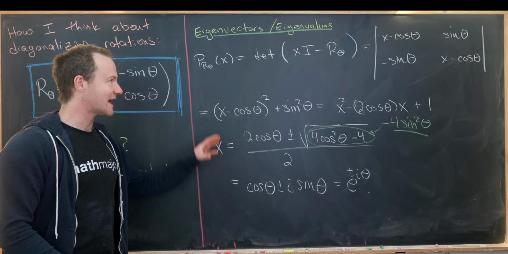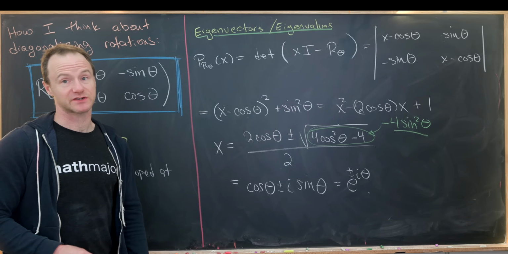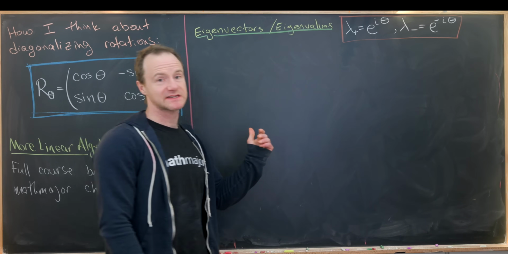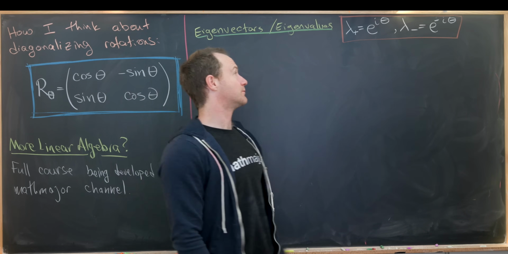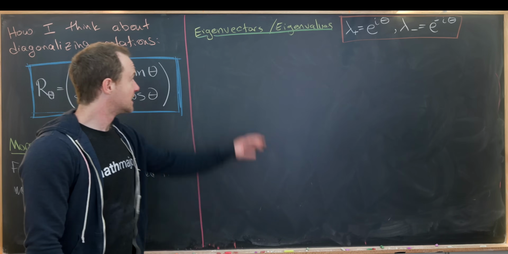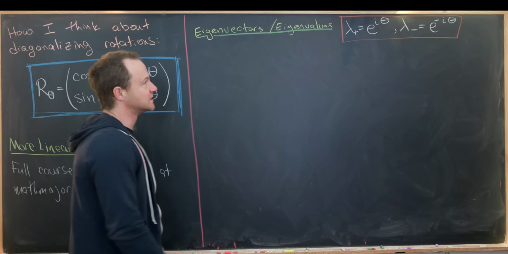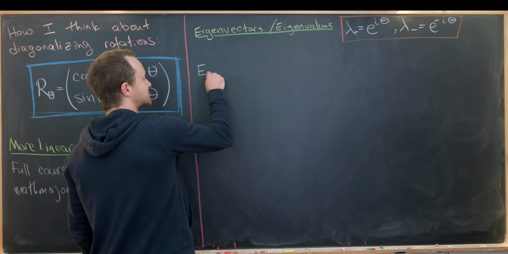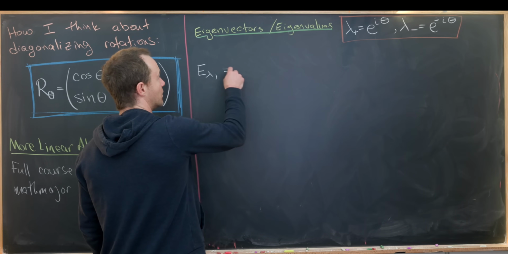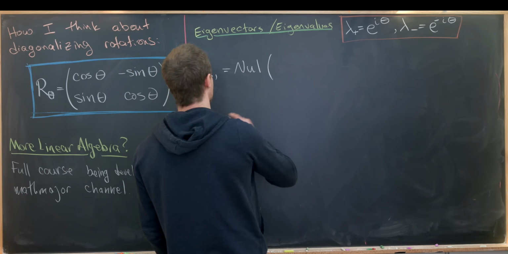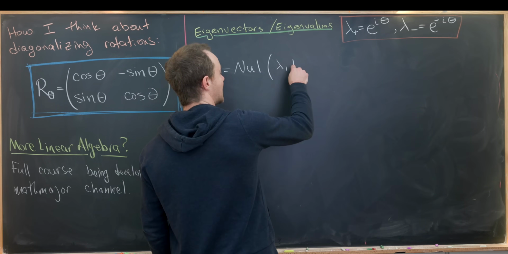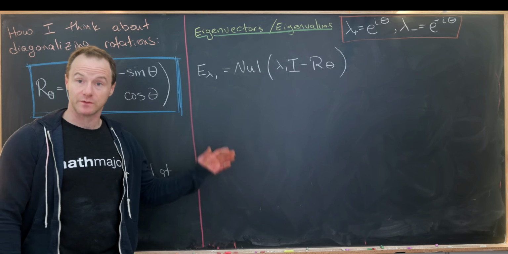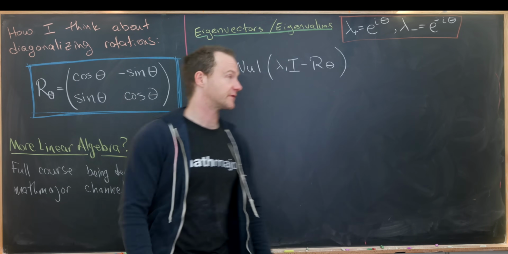Let's take that to the top, then we'll find the eigenvectors. We just found the 2 eigenvalues. They were e to the i theta and e to the minus i theta, which I've renamed lambda plus and lambda minus. Now we need to find the eigenvectors, which involves looking at a certain null space. The eigenspace for lambda 1 will be equal to the null space of lambda 1 times the identity matrix minus r theta. If you need a refresher, we have a course over here.